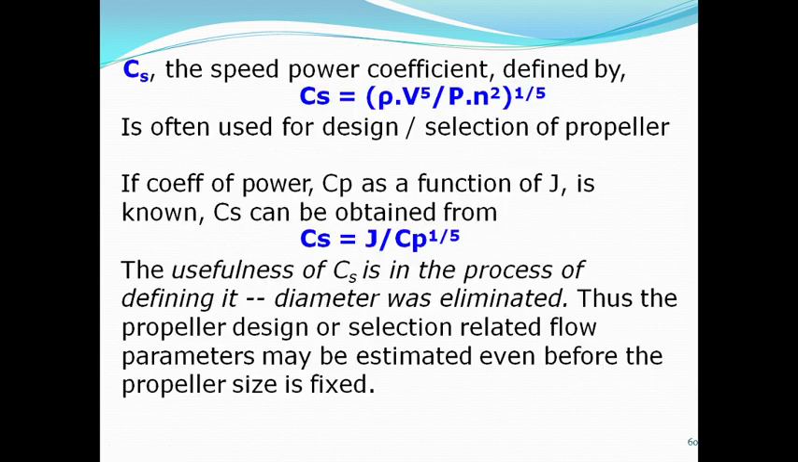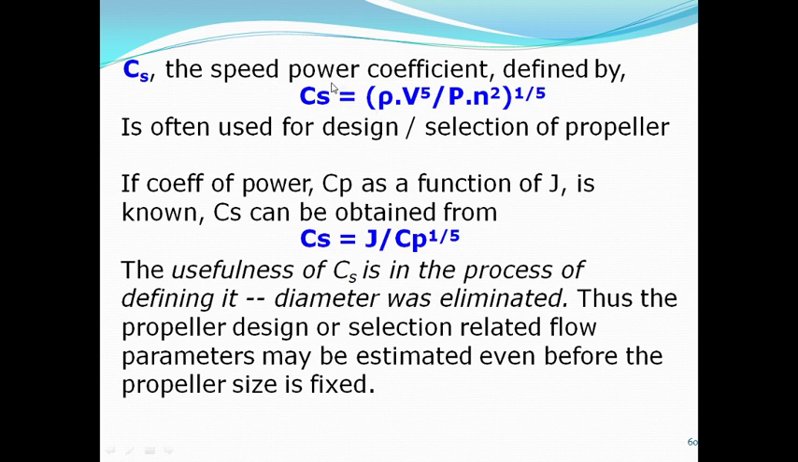Another thing, when you are selecting a propeller, the other important parameter is the speed power coefficient. Someone who has worked on turbomachines or hydro turbomachines probably knows about unit speed and specific speed. Similar to that, for propellers we also have the speed power coefficient. This is again a kind of non-dimensional quantity we introduce. It is independent of your diameter. So it is a very, very useful parameter when you are designing or selecting a propeller, for deciding what kind of propeller you need for your application.